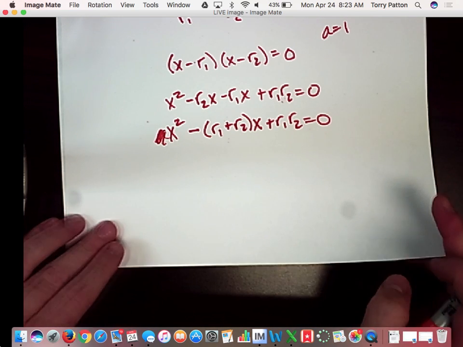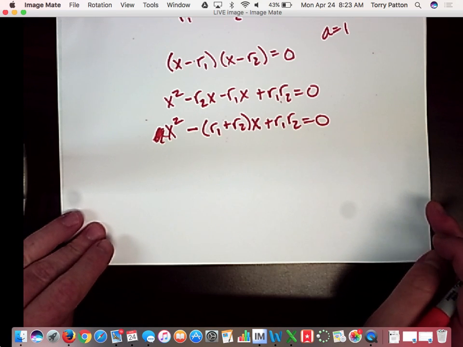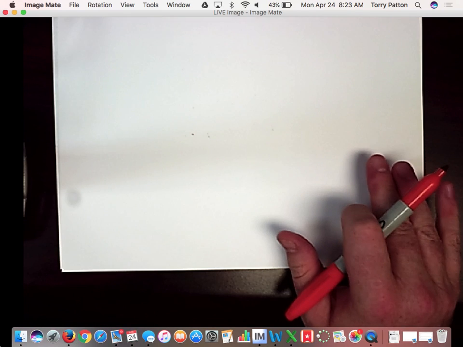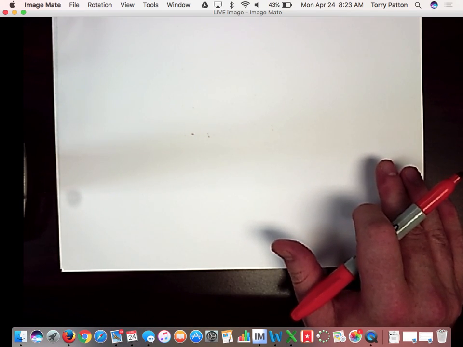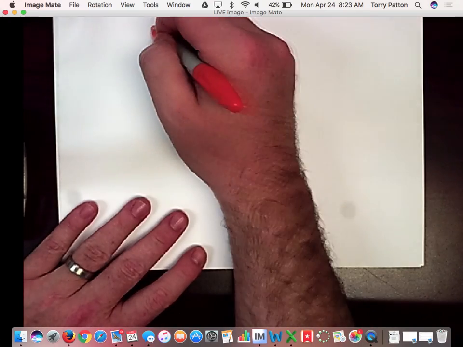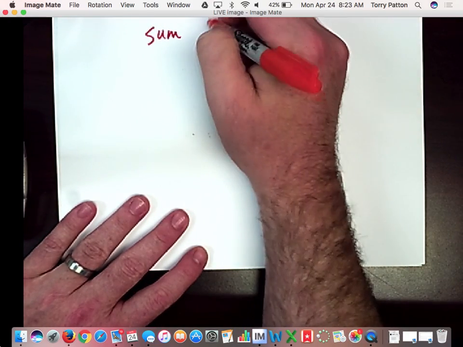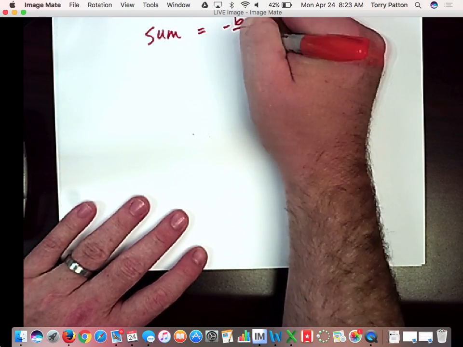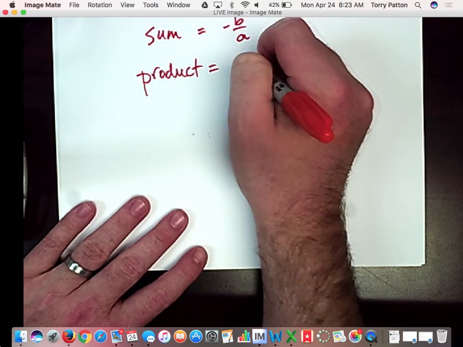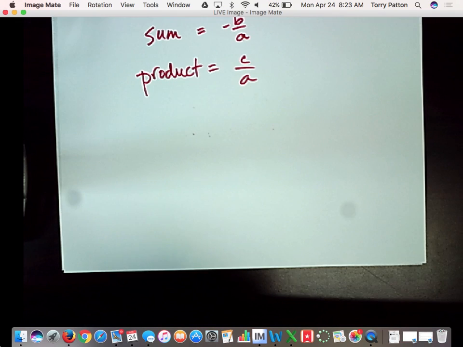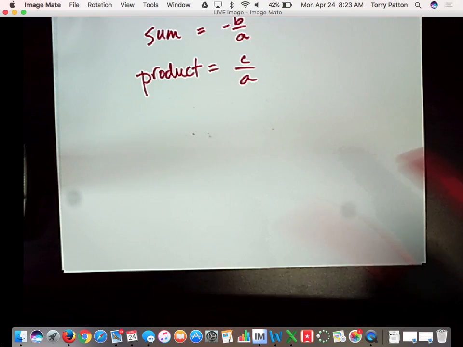All right. Well, that's why I have it. So that's really it. Okay? So the sum is opposite of b over a, and the product is c over a. You can use that to either solve the equation or to check your answer.